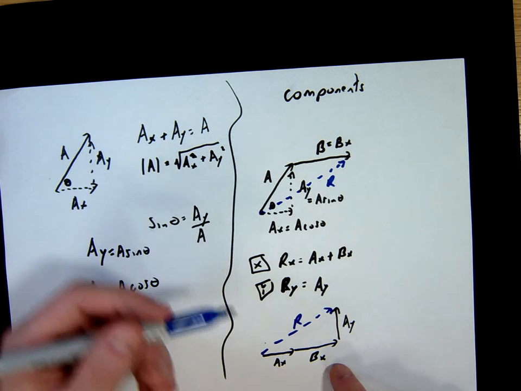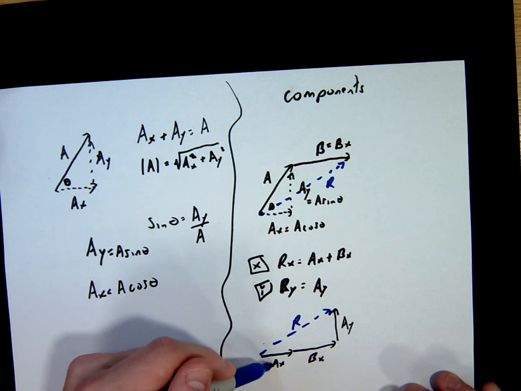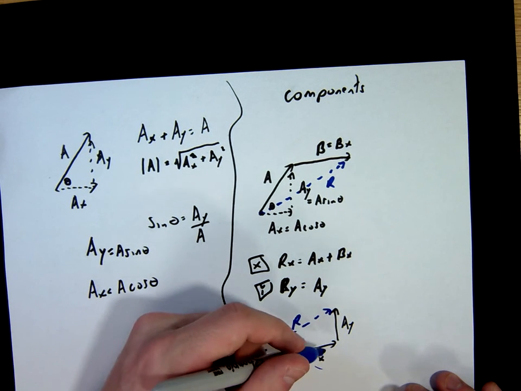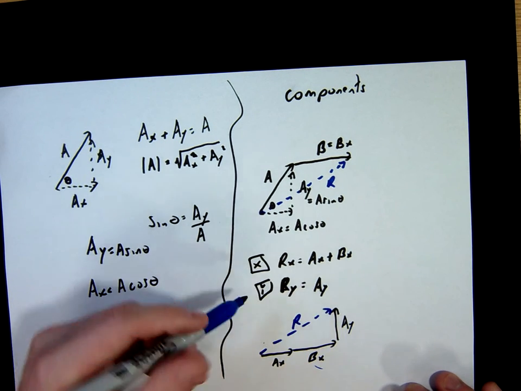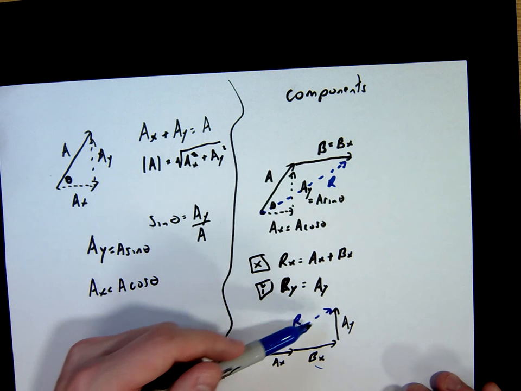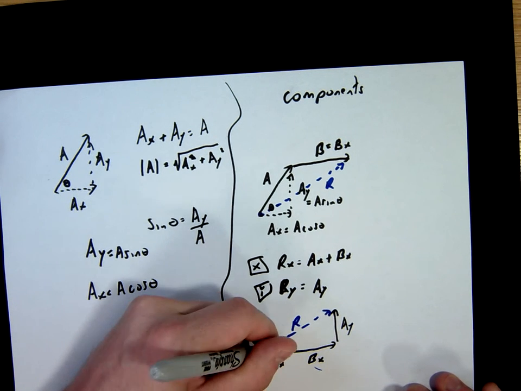Now, if I needed to do some math, I could say AX plus BX, find this number, and then use Pythagoras, just like I did before, to calculate the size of this. And maybe I have to know an angle as well.